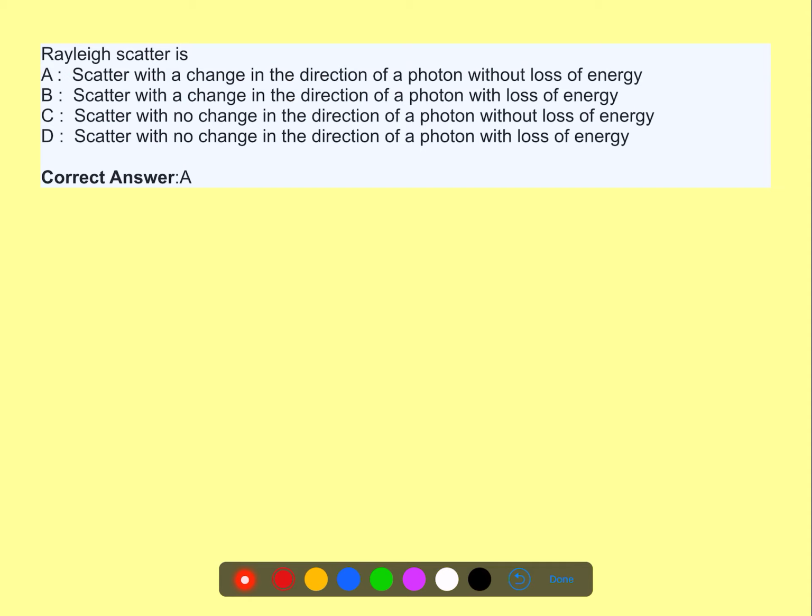Rayleigh scatter is nothing but a scatter with a change in direction of the photon without loss of energy. So in this scatter, the direction of the photon is changed, but there is no loss of energy.